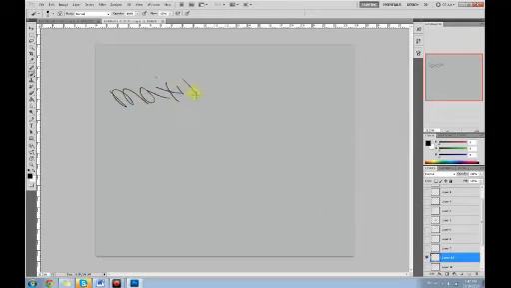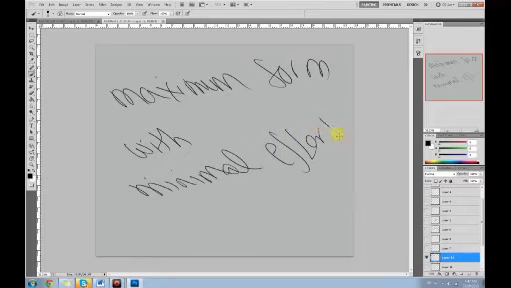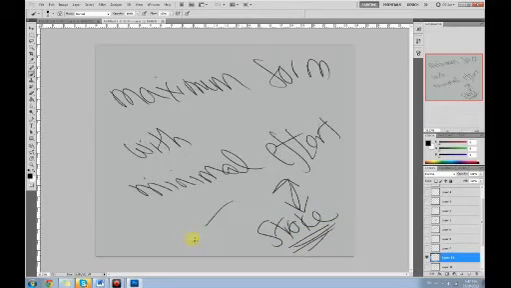Maximum form with minimal, I'm going to write it down, effort. Meaning the stroke value, stroke quantity. How much can you create in just a couple strokes worth of effort? Of form, sorry. How much form can you create in a couple of strokes? And that's what it's all about.